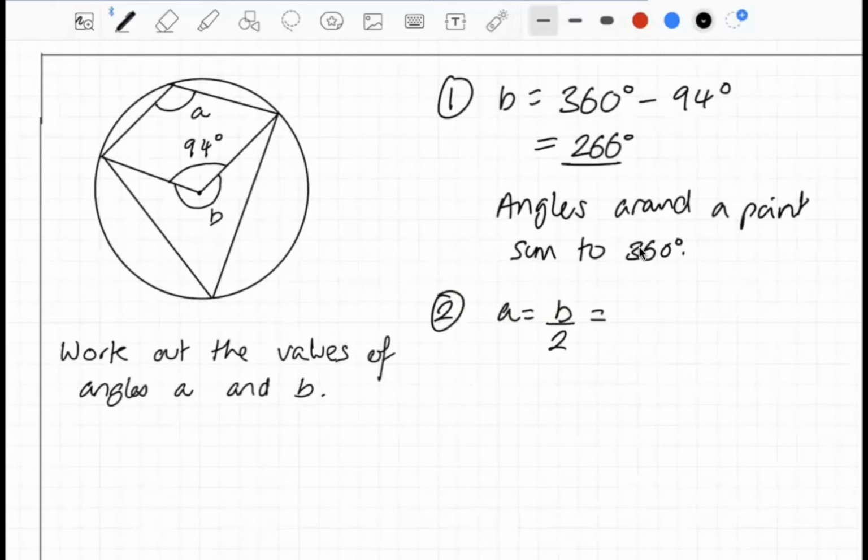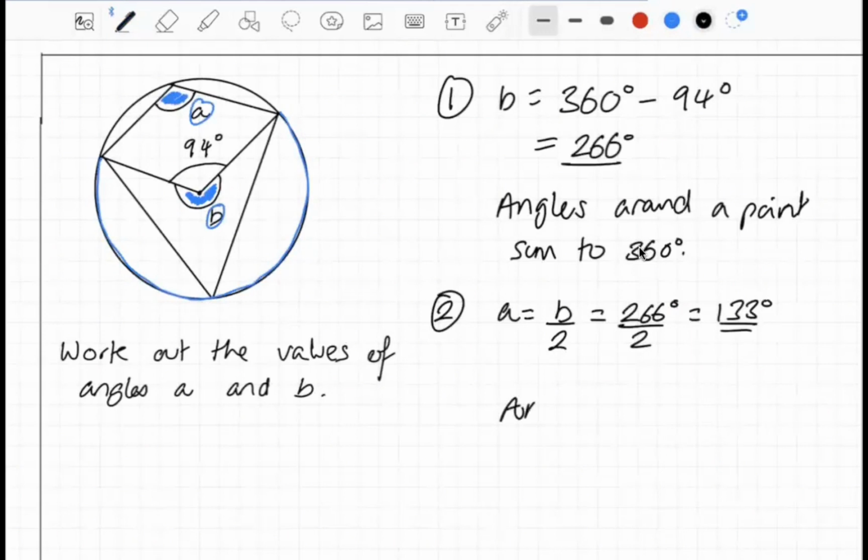And the second thing I see is that angle A is going to be half of angle B, which is going to be 266 divided by 2, which is 133 degrees. And this is because for angles subtended by the same arc, so I'm drawing the arc here in blue, the angle at the center, so B here, is twice the angle at the circumference, which is A. So in other words, A is going to be half of B, which is going to be 133 degrees.